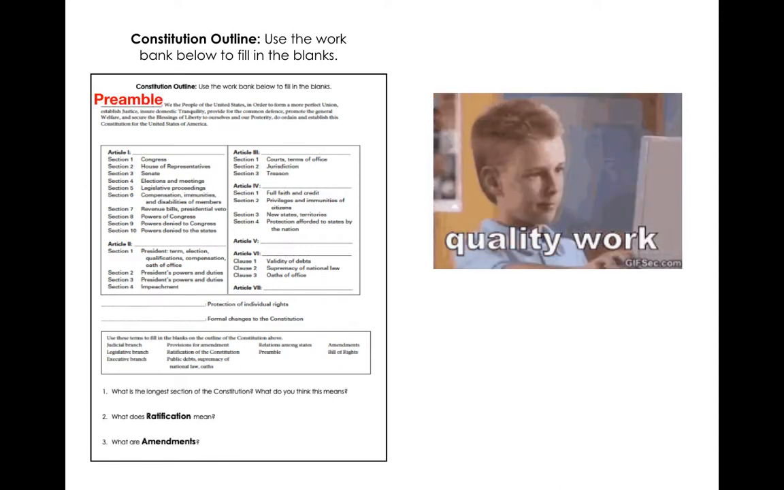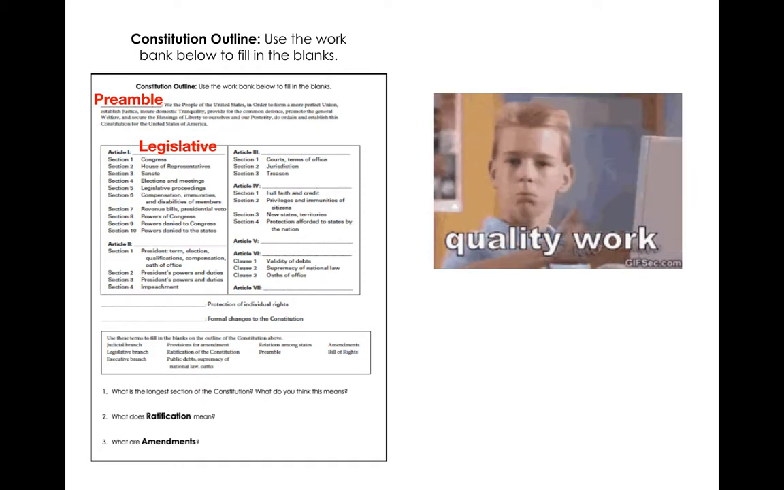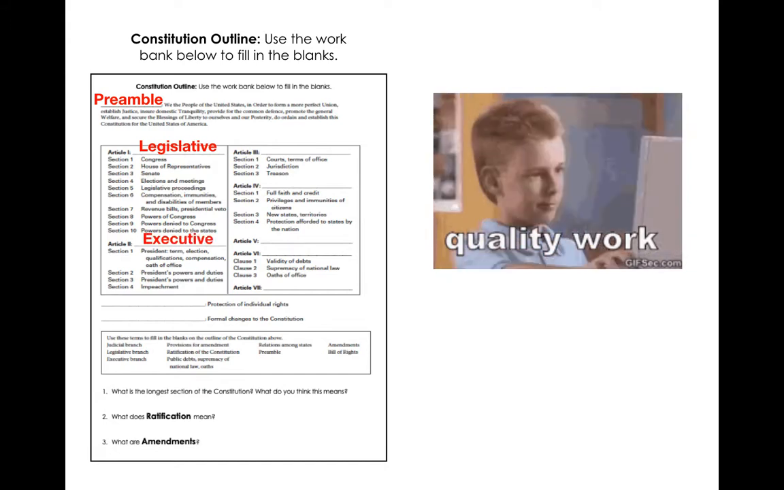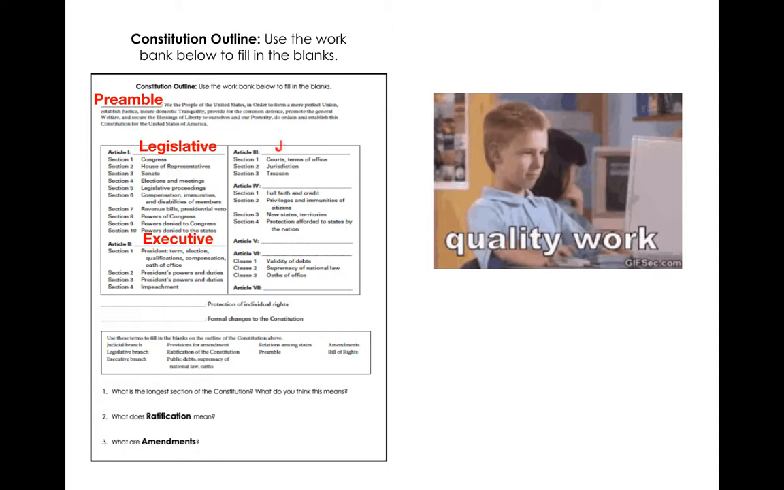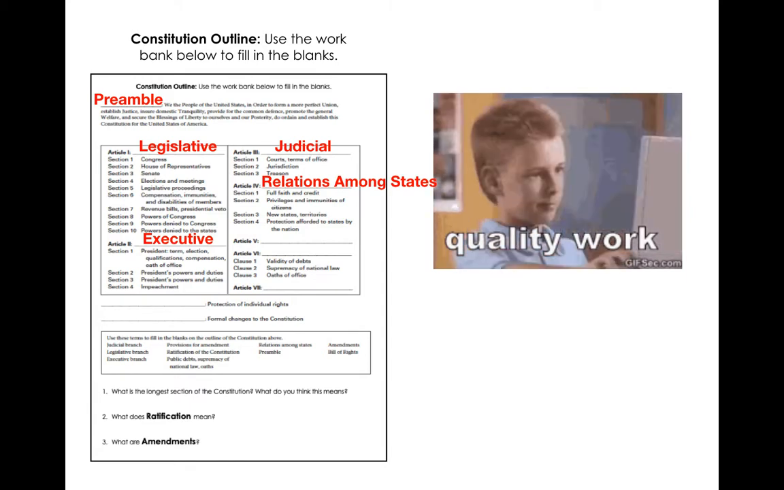So this is kind of an outline of it. It's broken up into a preamble, 7 articles, and then amendments. The largest portion is Article 1, which outlines the legislative branch. Article 2 outlines provisions for the executive branch or the president. Article 3 outlines provisions for the judicial branch. Article 4 is relationships among states: what states can and cannot do in the government, how states are added, how debts will be paid, etc.